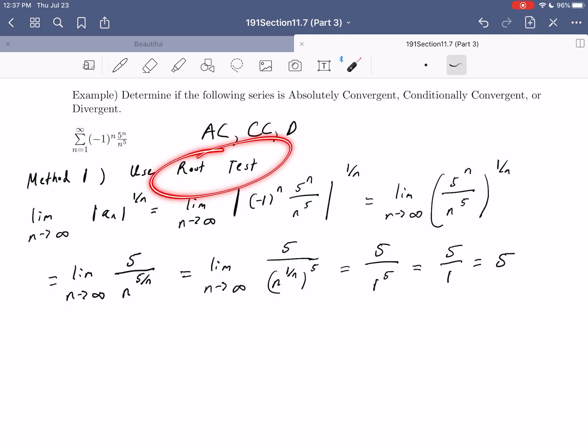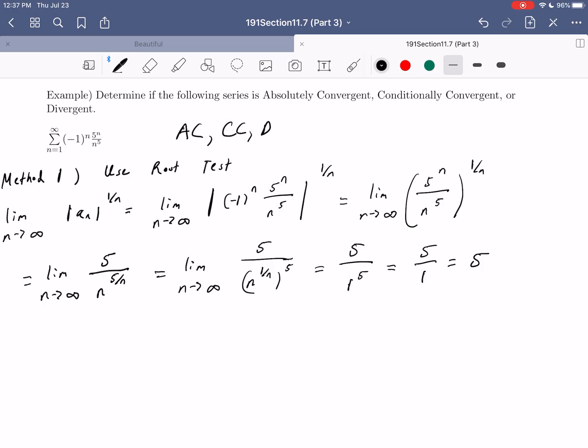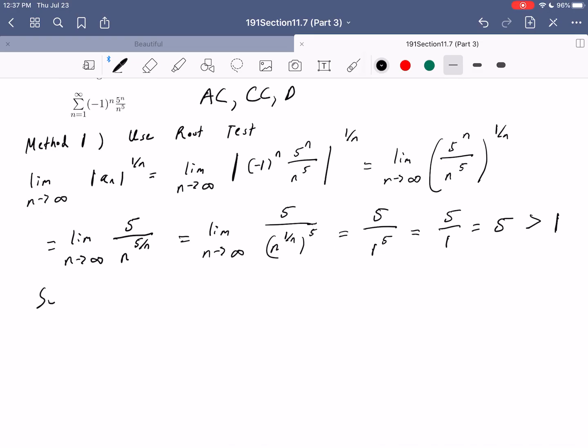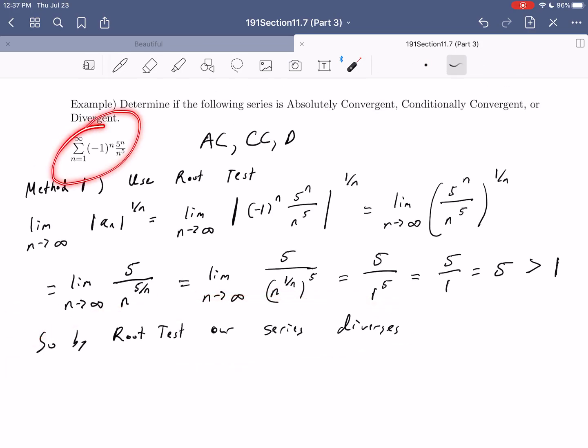So since we're using root test, we then need to compare that against whether or not that's larger than or less than 1. In this case, it is greater than 1. So by root test, our series diverges. So there we go. We know that this is a divergent series.